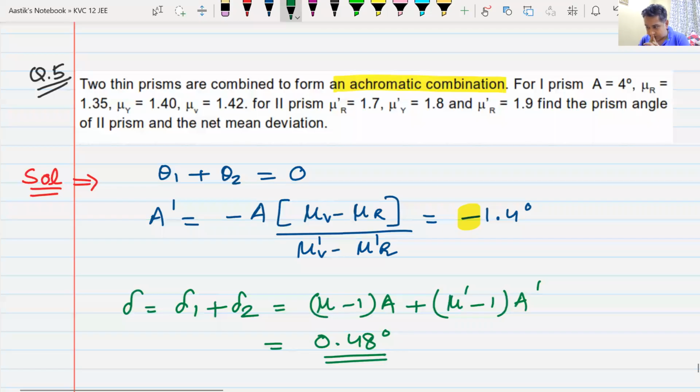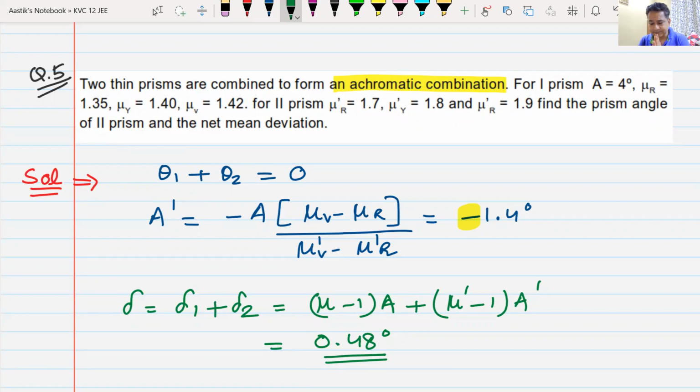Want me to share the screen? Yes, sir. Refraction at plane surfaces. In the next class, that will be on Monday, we will start with refraction at curved surfaces.